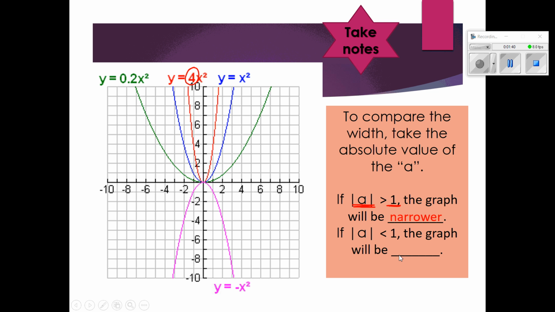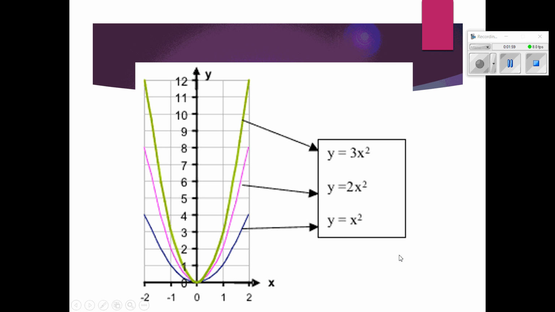In the second one, if the absolute value of the a term is less than 1, if it's a decimal or something small, as an example right here, you will notice that the graph will be wider. So in essence, they're opposites. The larger the number, the narrower. The smaller the coefficient, the wider.